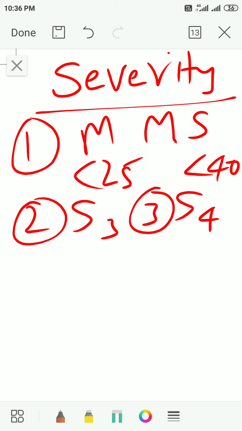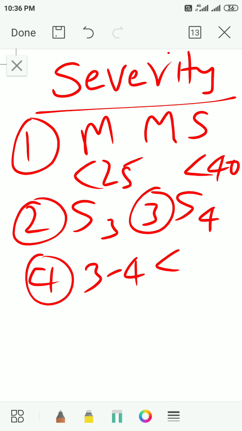Next one is based upon the valve orifice, that is aortic valve orifice. It is normally 3 to 4 centimeter. Less than 0.75, less than 1 indicates severe AS.